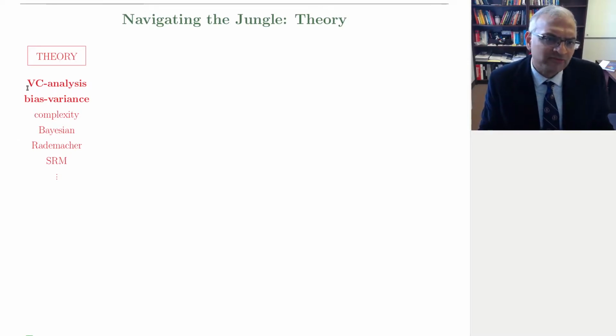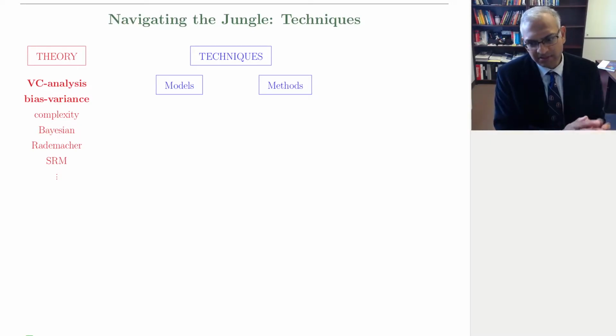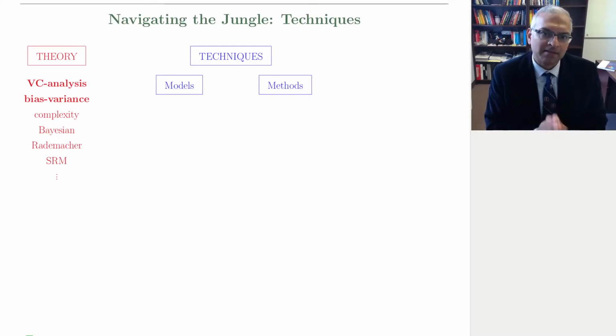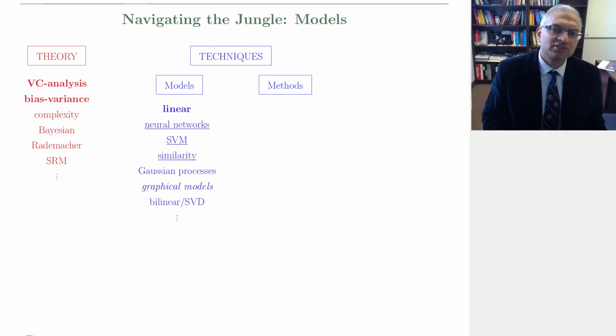But we will stop at the VC analysis and bias variance theory, and let's talk about techniques. Okay. So there's the theory, the foundations, and then there are techniques. And we can split the techniques into models and methods. So let's first talk about models.